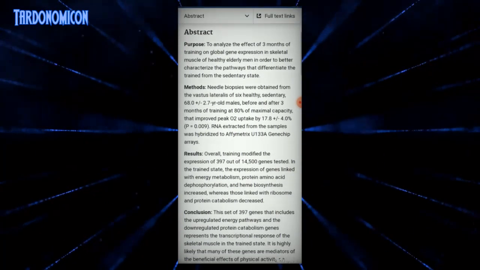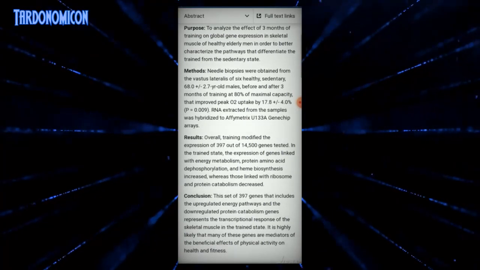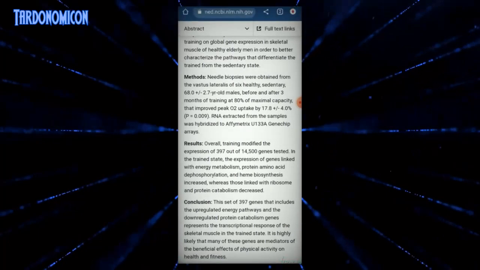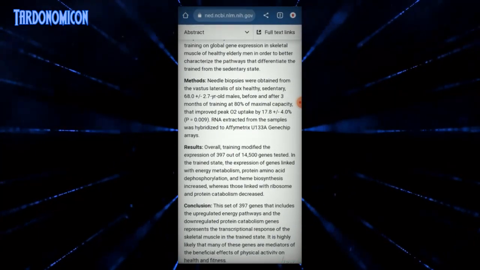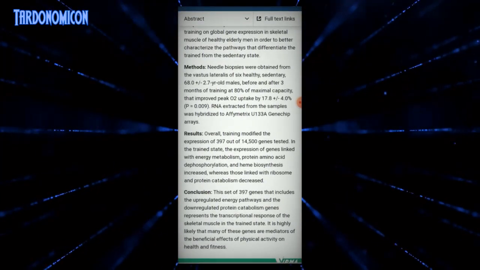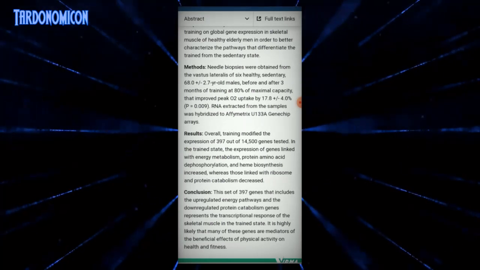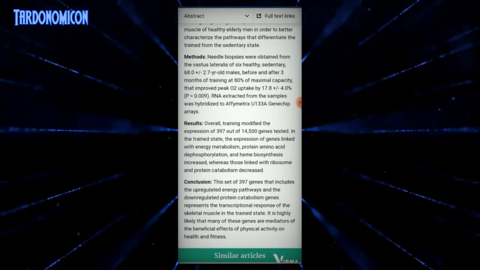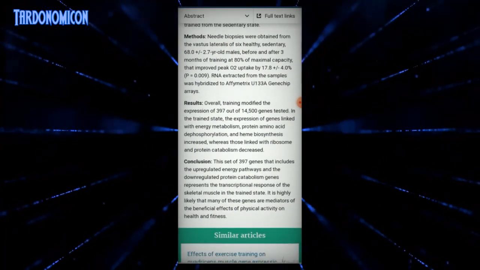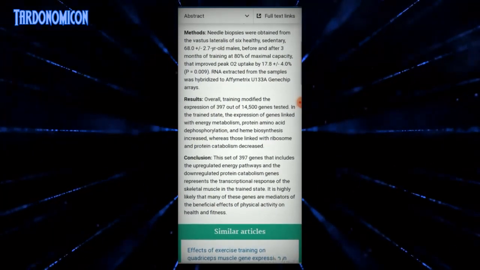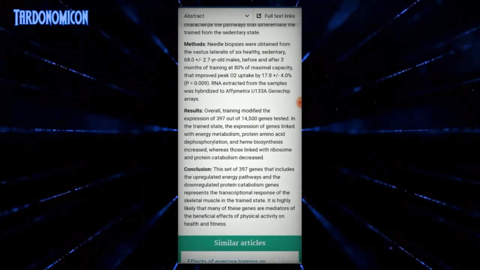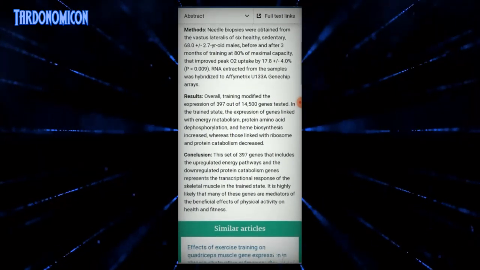So overall training modified the expression of 397 out of the 14,500 genes tested. In the trained state, the expression of genes linked with energy metabolism, protein amino acid dephosphorylation, and heme biosynthesis increased. Okay, whereas those linked with ribosome and protein catabolism decreased. So it caused an anabolic reaction.